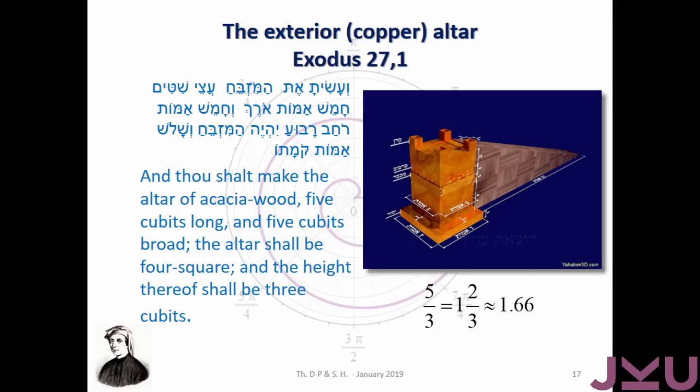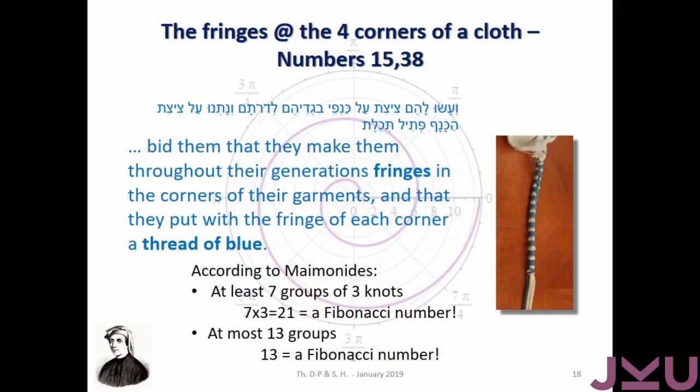The altar, the copper altar also, it's a square whose length outside is 5 cubits, and the height is 3 cubits, and the proportion is also a good approximation, at least good for biblical purposes, because it's an approximation with 1 digit after the decimal point. But if you are measuring some lengths with your regular ruler, you don't need more than that.